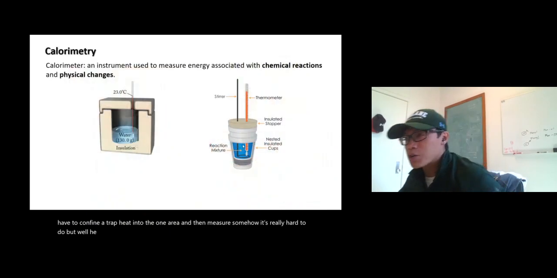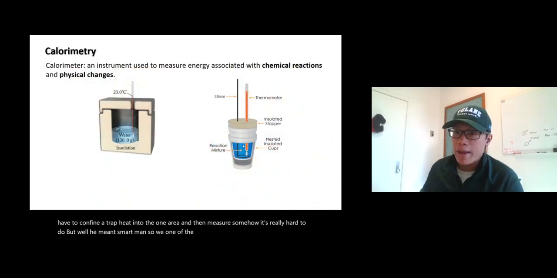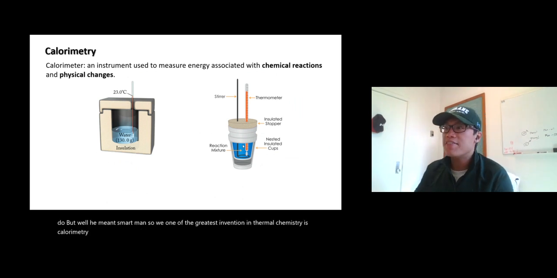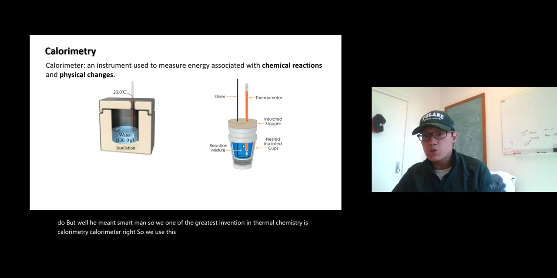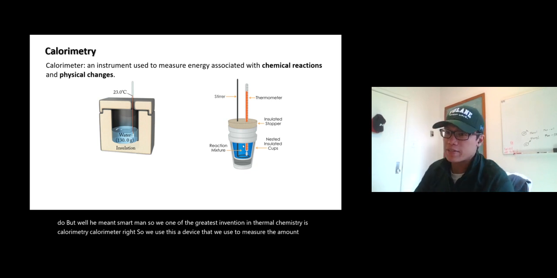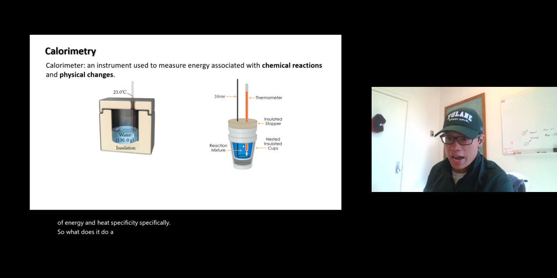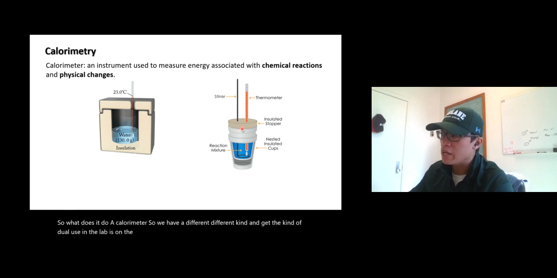One of the greatest inventions in thermochemistry is the calorimeter. Right, so this is a device that we use to measure the amount of energy, and heat specifically. Okay, so what does a calorimeter do? We have different kinds. The kind that you're going to use in the lab is on the right side here. So just 2 styrofoam cups on top of each other. That's it. Really simple. All right.